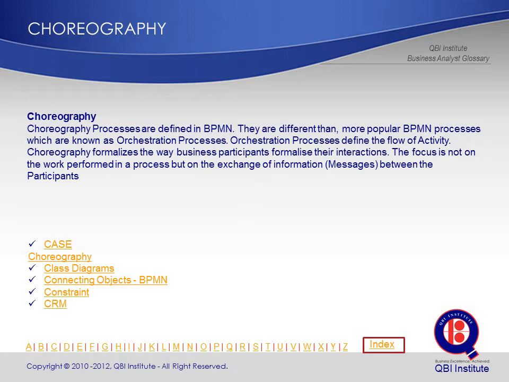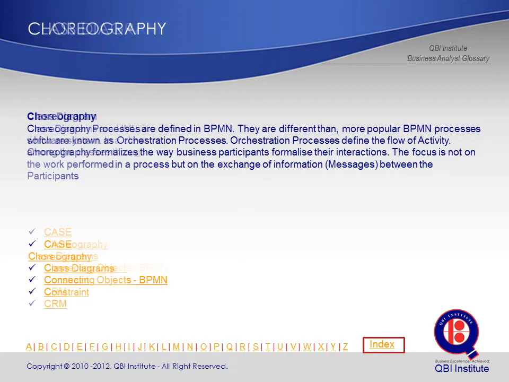Choreography. Choreography processes are defined in BPMN. They are different from the more popular BPMN processes, which are known as orchestration processes. Orchestration processes define the flow of activity. Choreography formalizes the way business participants interact. The focus is not on the work performed in a process, but on the exchange of information, messages between the participants.